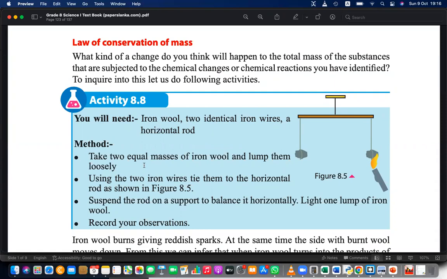Then you have to take equal masses of iron wool and lump them loosely. Here you can see there's one lump and there's another lump, and these are equal in size. So this rod should balance, right? The horizontal rod should balance because the sizes are equal. And then suspend the rod, right? You have to use iron wires.